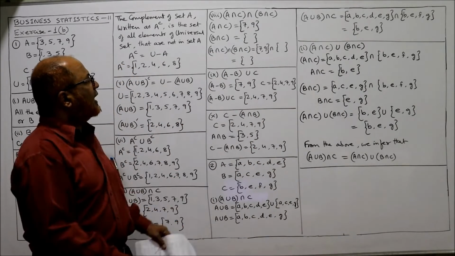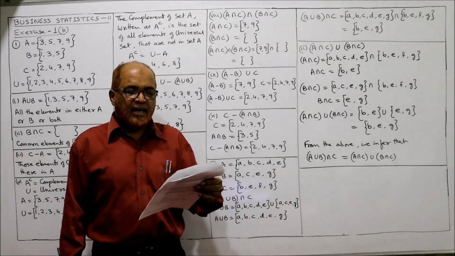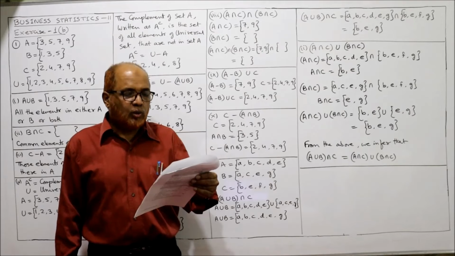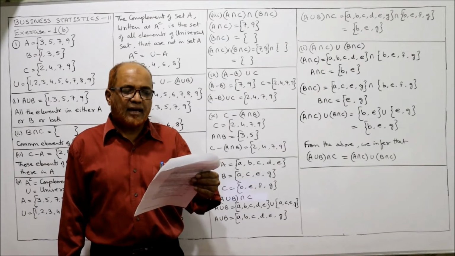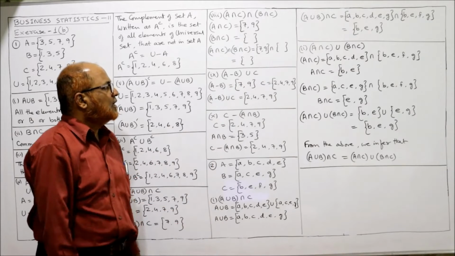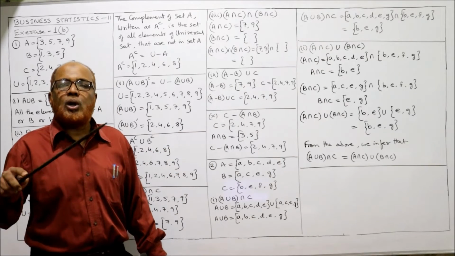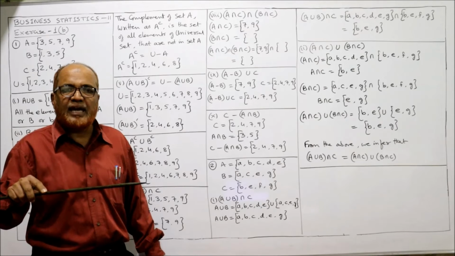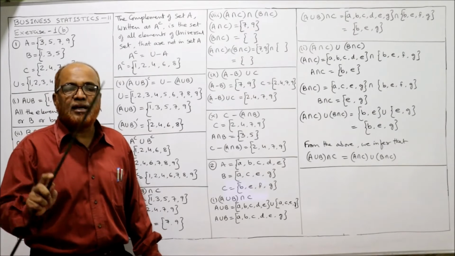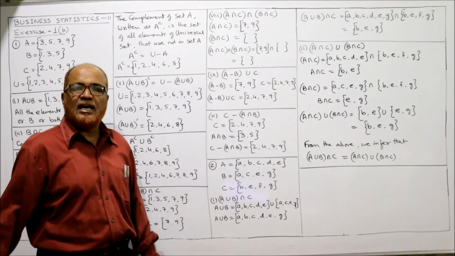Now, 9th problem, 9th point. A minus B union C. So first we need A minus B. A minus B means all those elements of A which are not there in B.